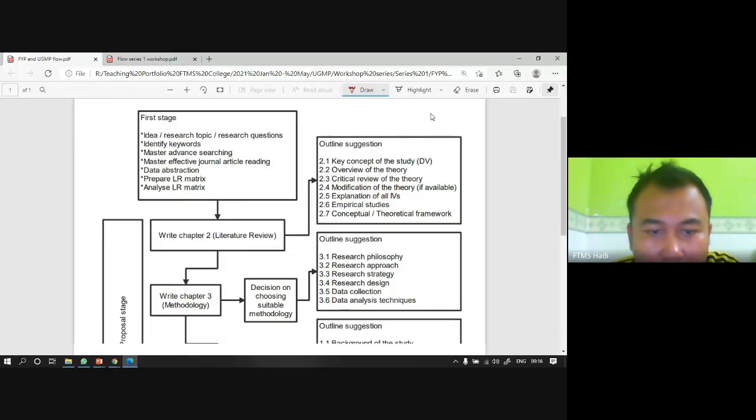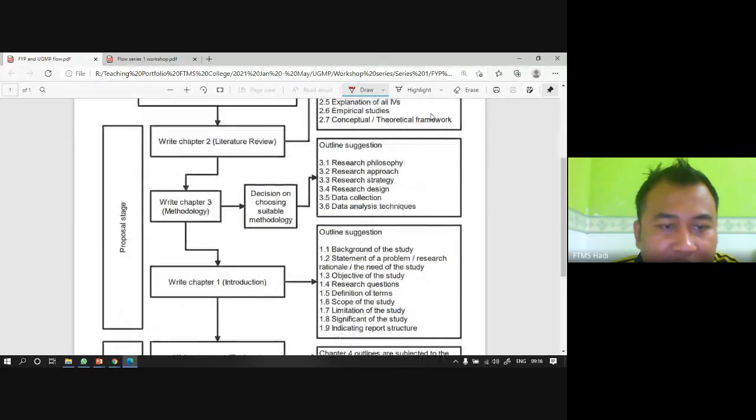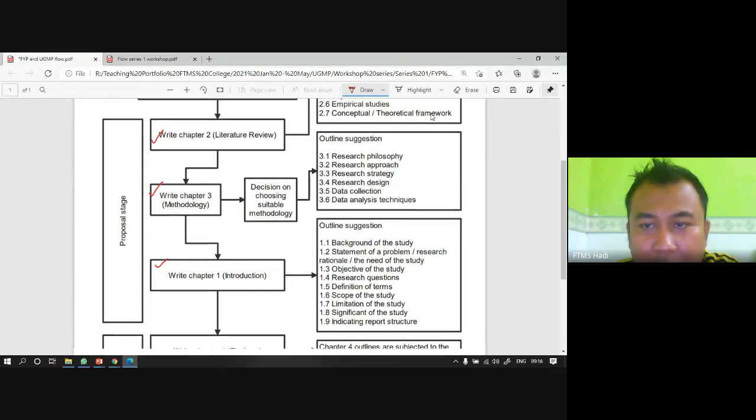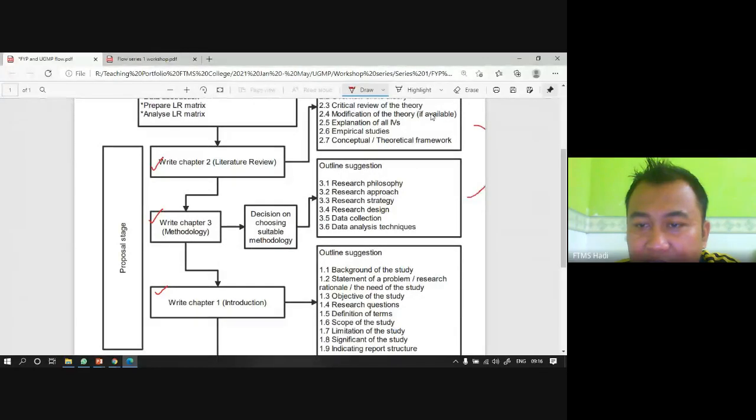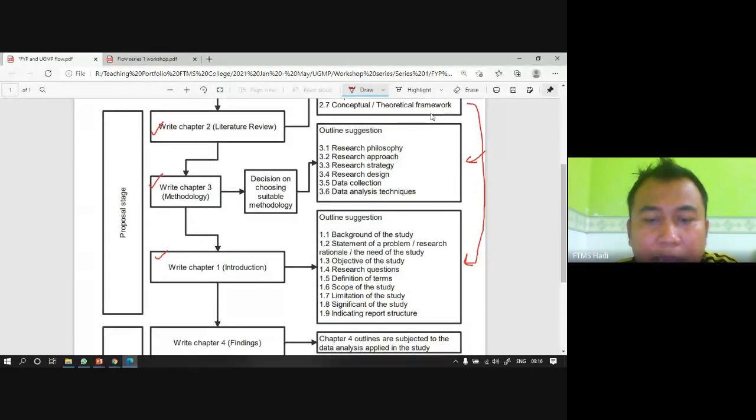Okay, so for the proposal stage, we have chapter 1 and then chapter 2 and then chapter 3. But I advise you to do chapter 2 first, because once you got what you want, you can decide the methodology later on, and then you can come up with the introduction later on. Introduction sometimes we can create, as long as it is solid and as long as it is justified.